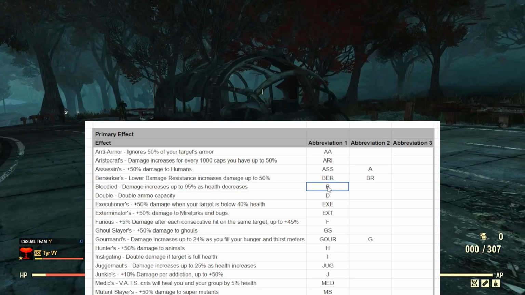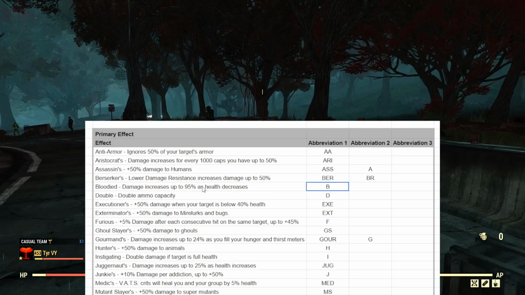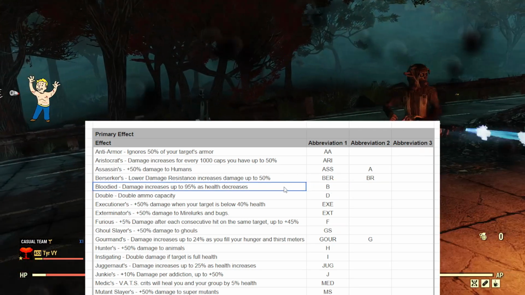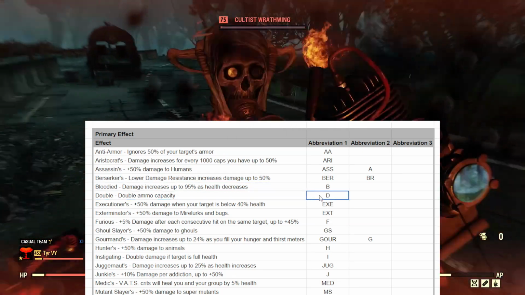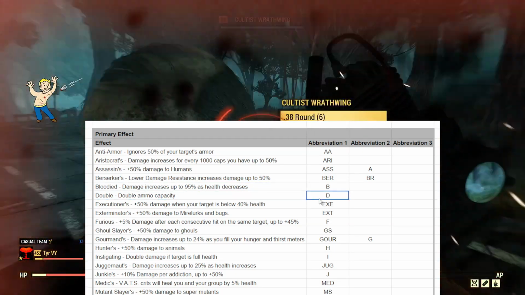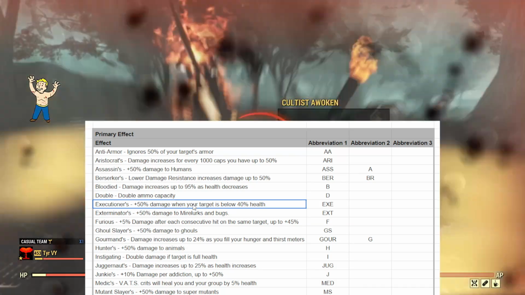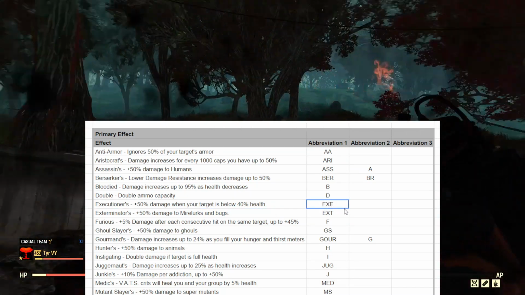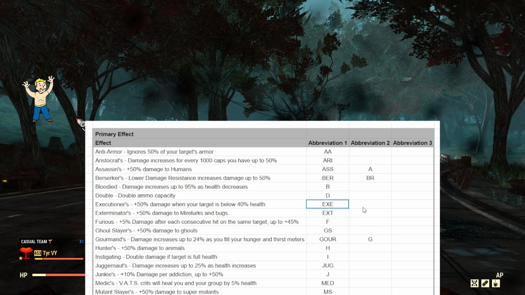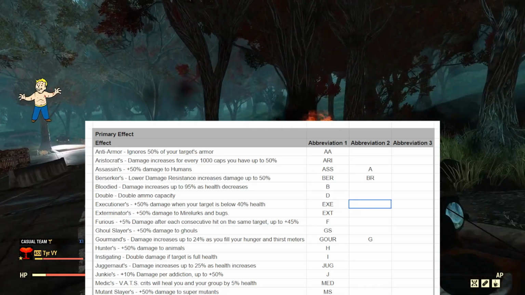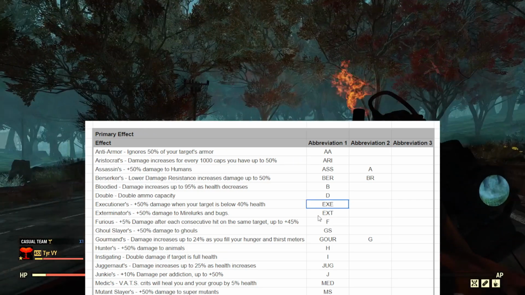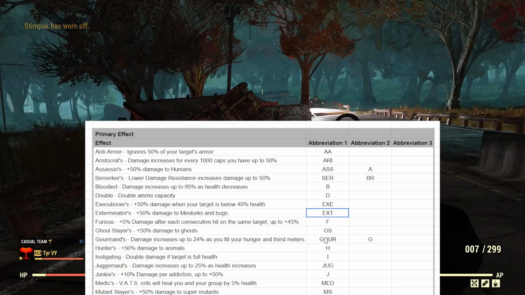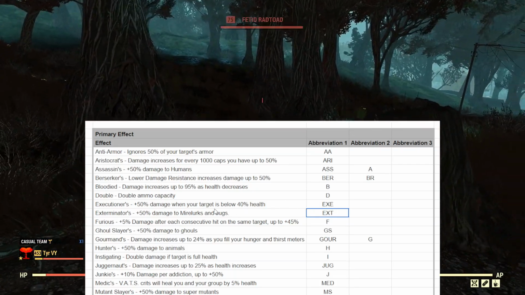Bloodied, that's just always written as the letter B. B means bloodied. Common, quick and easy, just write B for that. Double no longer exists, so we will ignore that, but that used to be written as D. Executioners deal 50% more damage while they are below 40% health. It is always written as EXE, however, other people have written EX in the past, but EXE is definitely the most common one. Exterminators, this is also always written as EXT, just to easily differentiate it.